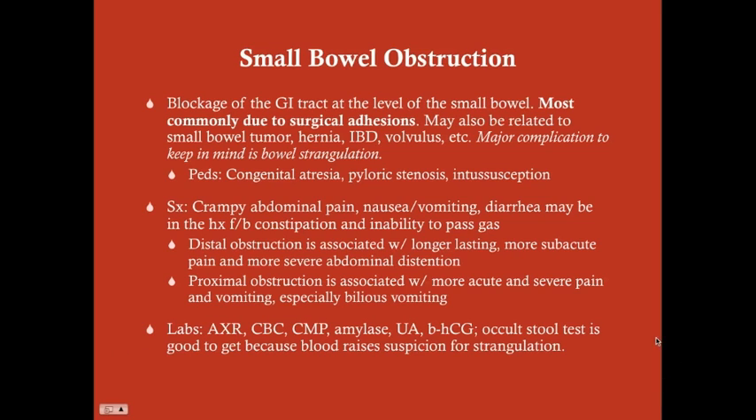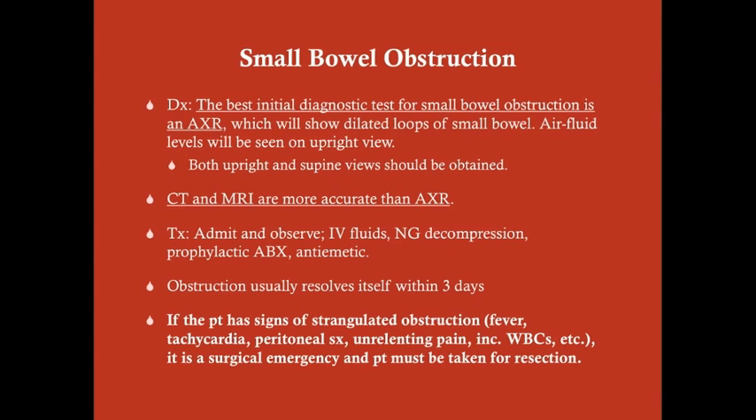So these are all good labs to get in your initial workup, but the abdominal x-ray is what's going to help you with your diagnosis. So the best initial diagnostic test for small bowel obstruction is an abdominal x-ray, and you're going to want to get two views, both an upright and a supine view. And it's important especially to have that upright view because the upright view is going to show you air fluid levels, and that's really hallmark of small bowel obstructions.